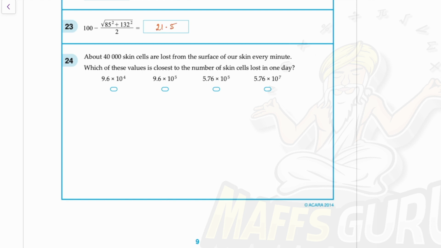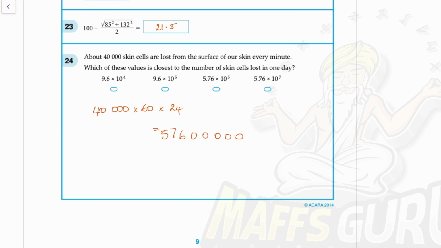Gives me 21.5. About 40,000 skin cells are lost from the surface of our skin every minute. Which of these values is closest to the number of skin cells lost in every 1 day? So we've got 40,000 every minute. There are 60 minutes in an hour, and there are 24 hours in a day. So if I do 40,000 times by 60 times by 24, I get a huge number. Now your calculator is probably going to show the right thing: 5, 7, 6, 1, 2, 3, 4, 5.